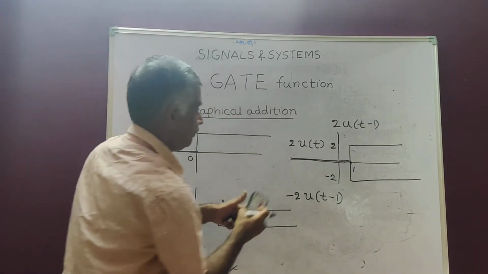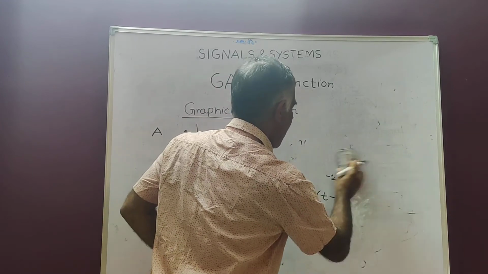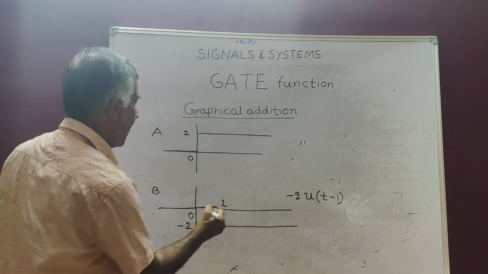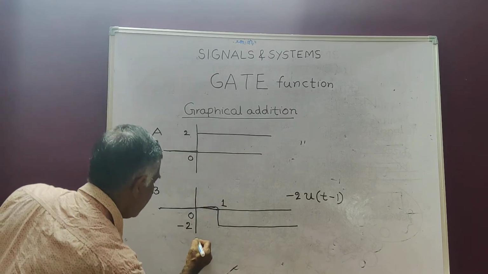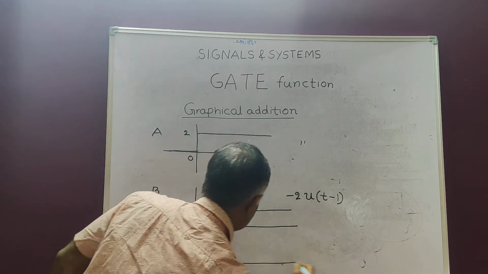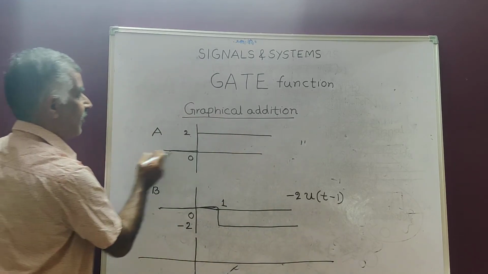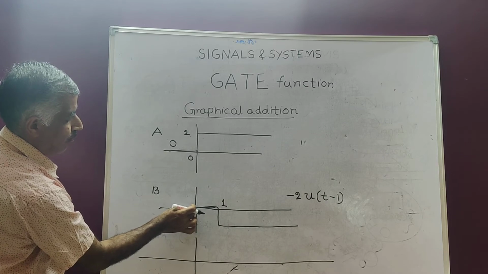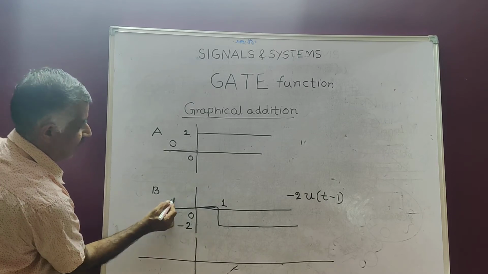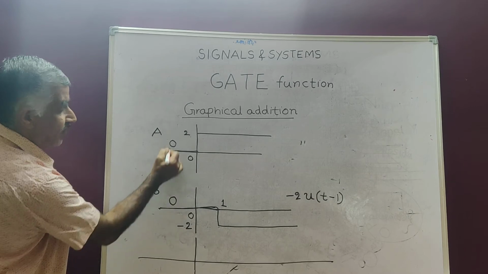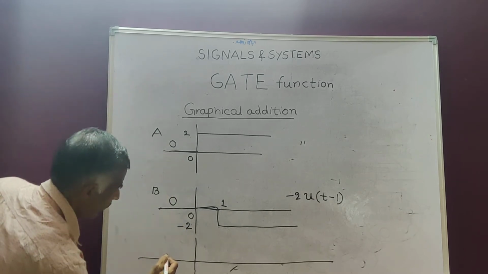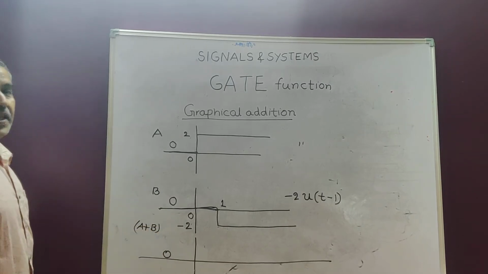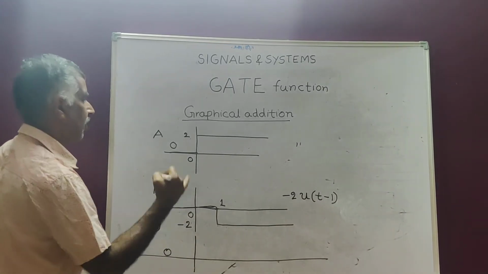So addition. How to add them? You can add them graphically. So here I will make the addition. For t less than 0, this is 0. For this waveform also, for t less than 0, it is 0. So what is 0 plus 0? 0 plus 0 is 0. So here it is A plus B. A plus B, 0 plus 0 is 0.